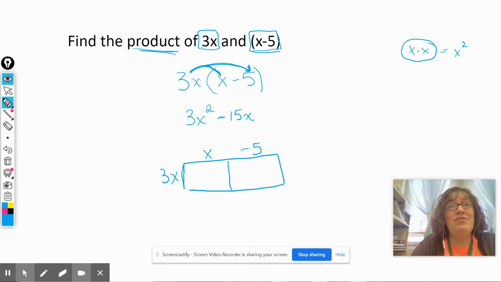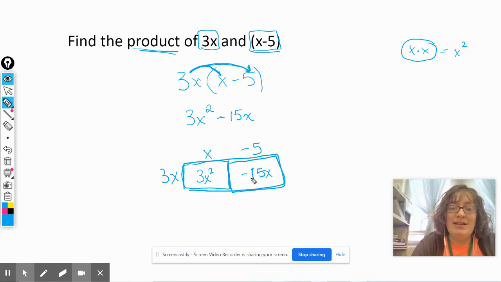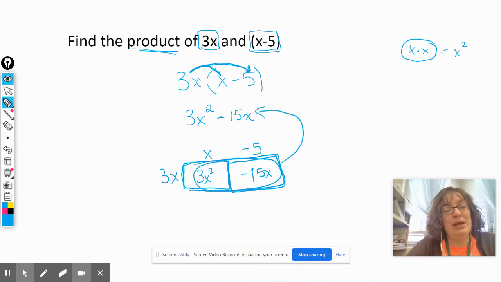And then I'm just going to find the area of each box, that's what multiplication is, by multiplying. So this box here is found by taking 3x times x, which is 3x squared. And this box here is found by taking 3x times negative 5, which would be negative 15x. Now you'll see the same pieces are what I got as my answer up here when I use the distributive property. So really it's up to you which method you like.